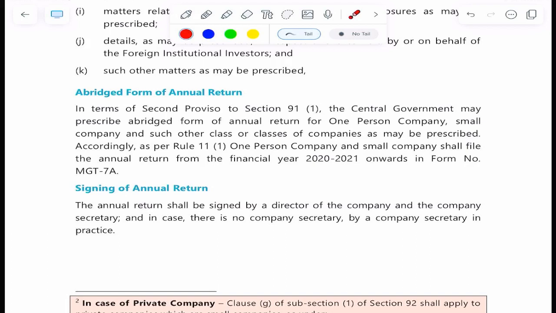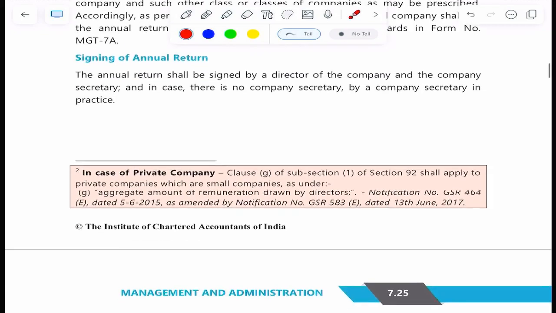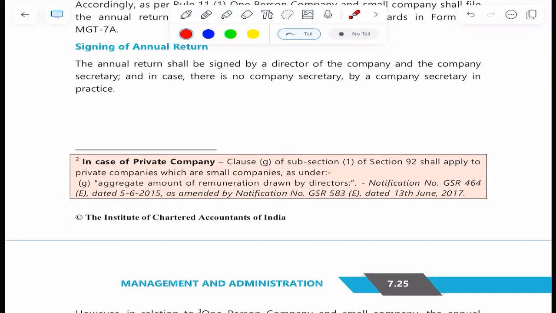Signing of annual return. The annual return shall be signed by a director of the company and the company secretary, and in case there is no company secretary, by a company secretary in practice. In case of a private company, clause (g) of sub-section 1 of section 92 shall apply to private companies which are small companies as under, aggregate amount of remuneration drawn by directors.